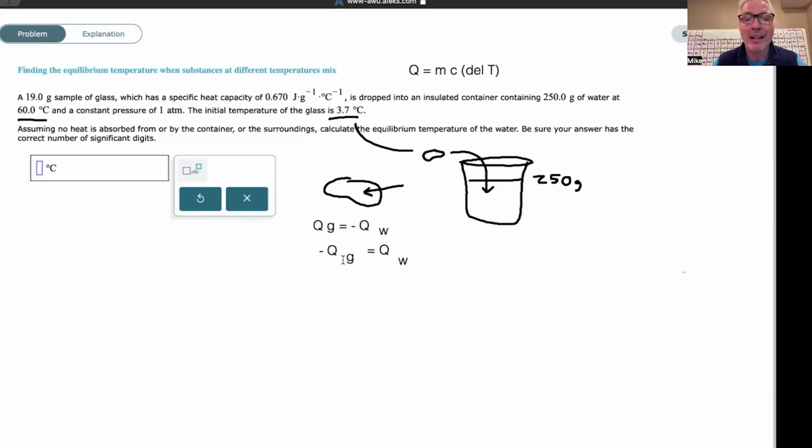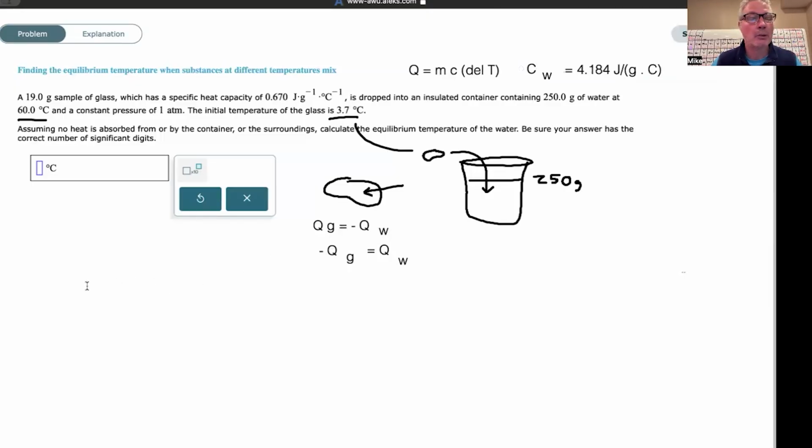Now we're going to say M glass, C glass, delta T glass is equal to M water, C water. Once again, they haven't given us the specific heat capacity of water, but trust me, gang, it's very well documented as being 4.184 joules per gram per degree C. So let's set this up. By the way, it doesn't matter what's on the left or right of the equal sign. It's all going to come out. Just be careful with your delta T's.